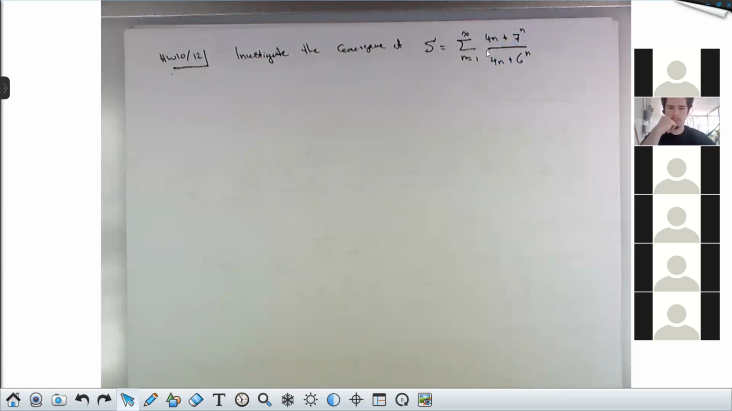However, if I'm looking at this series and asking, who really matters here? Who grows faster, 4n or 7 to the n? 7 to the n over 6 to the n. Right, 7 to the n dominates 4n big time. This is a linear growth, right? It's a polynomial of degree 1. This is exponential growth. And we remember from as far back as college algebra that exponentials trounce linear functions. Even if this was a 4n to the 10 or a 4n to the million, 7 to the n would win. Exponentials always trounce polynomials.